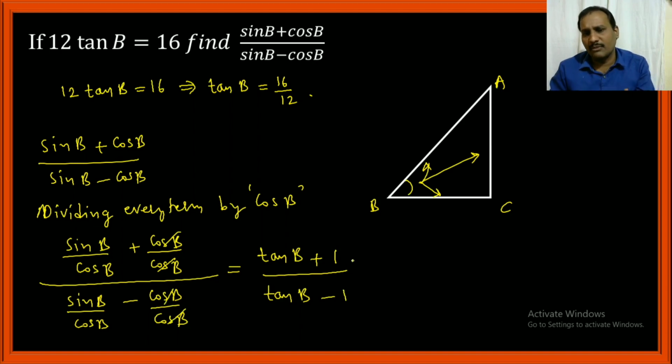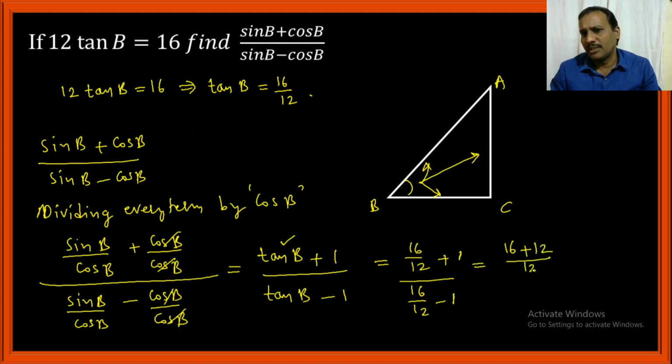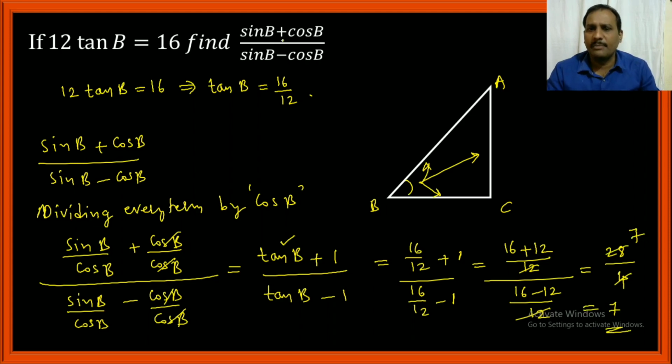Now our problem has become very simple. Just substitute the value of tan b here. What is tan b? 16 by 12. So 16 by 12 plus 1 over 16 by 12 minus 1. If you simplify further, you will get 16 plus 12 by 12 over 16 minus 12 by 12. 12 gets cancelled. 16 plus 12 is 28 by 16 minus 12 is 4. That is 4 ones and 4 sevens. So the answer is 7. So the value of sin b plus cos b by sin b minus cos b is 7.